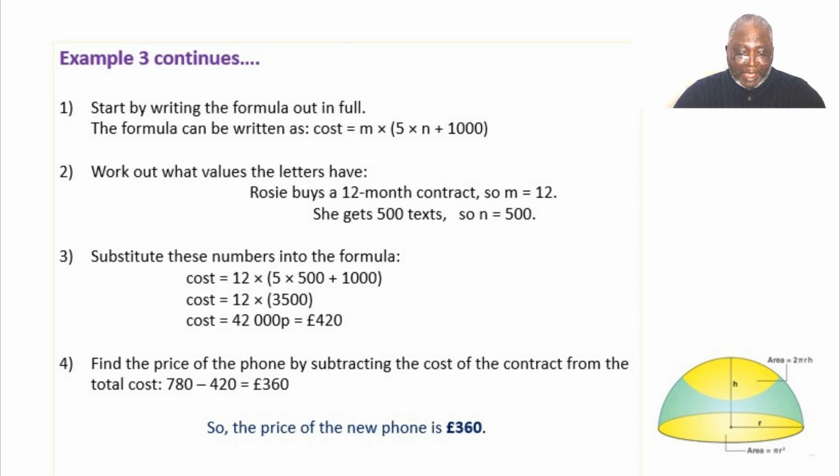And then find the price of the phone by subtracting the cost of the contract from the total cost. 780 minus 420 is equal to 360 pounds. So the price of the new phone is 360 pounds.